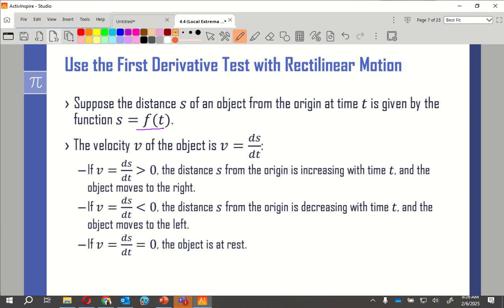All positive moves to the right. If it's negative, it goes to the left. So it's going to move back to my starting point. If it is 0, the object is at rest. So, here is an example.